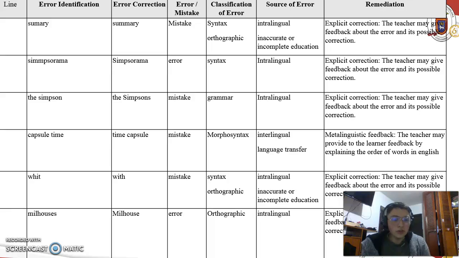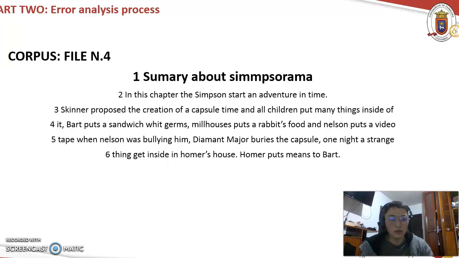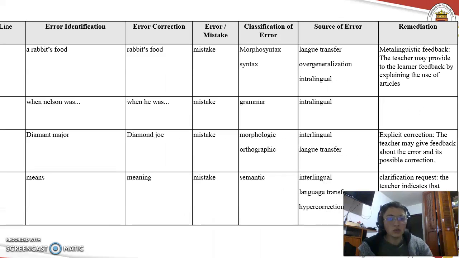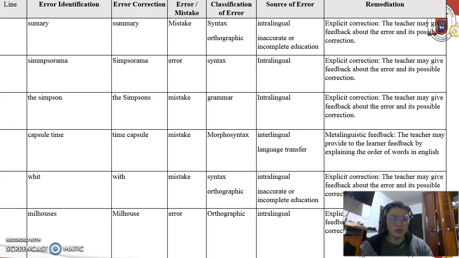I continue with the source of error, whether they were intralingual or interlingual. Some of them were easy to identify, such as language transfer or inaccurate and incomplete education in some cases. Some of them, I really see and can assume, were made by anxiety, lack of time, or nervousness. Sometimes it makes students commit those orthographic and grammar mistakes, and sometimes some syntax mistakes.